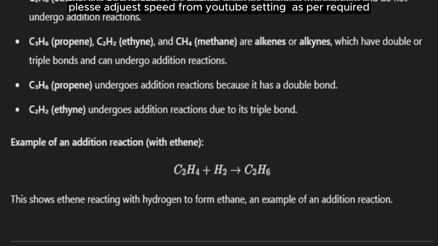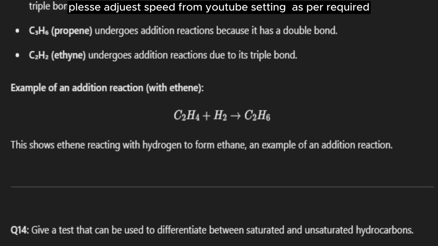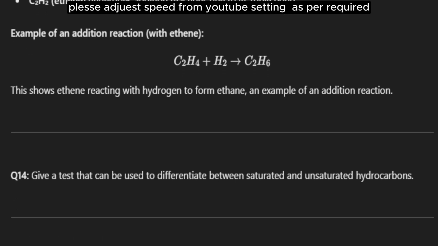Example of an addition reaction with ethene. C2H4 plus H2 gives C2H6. This shows ethene reacting with hydrogen to form ethane, an example of an addition reaction.